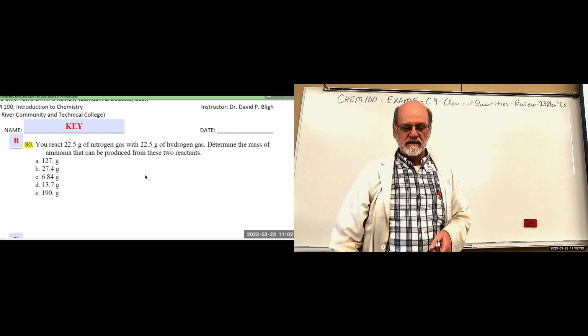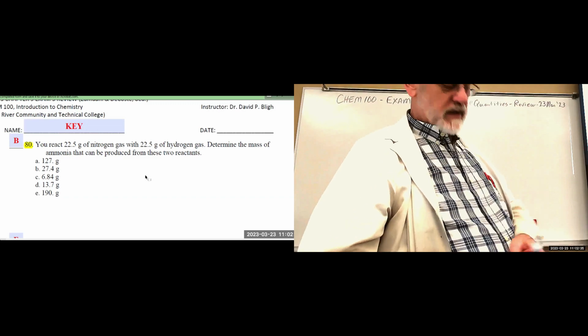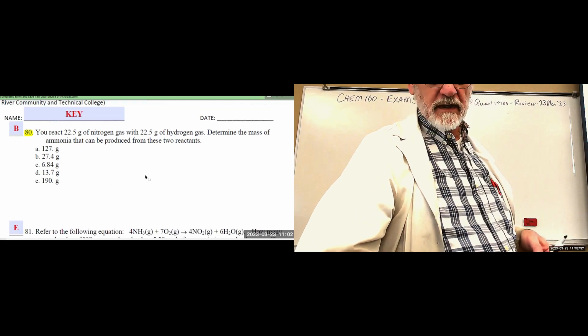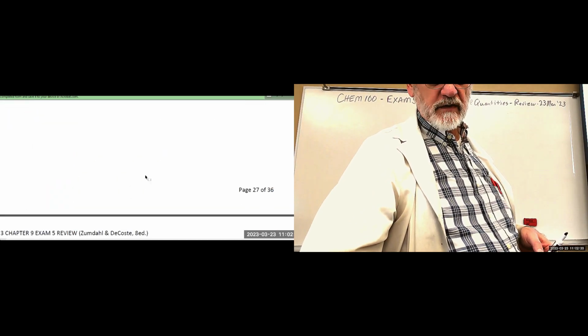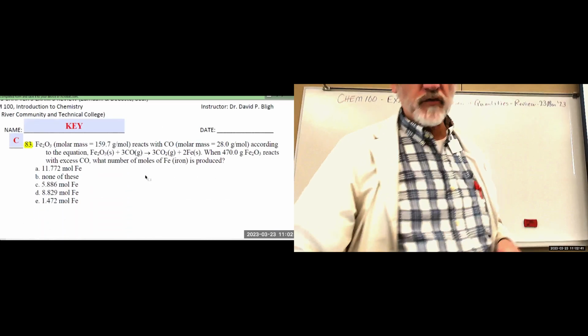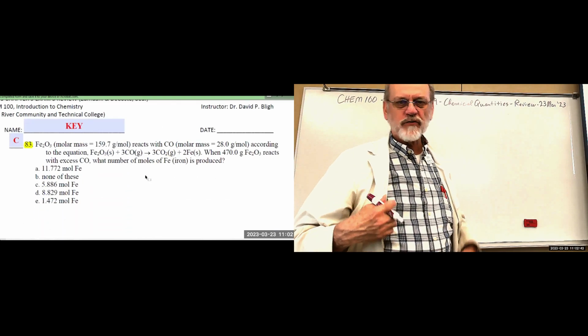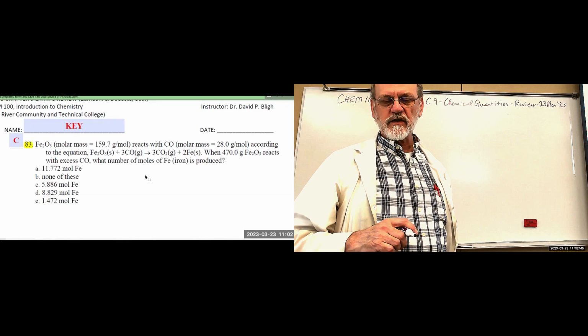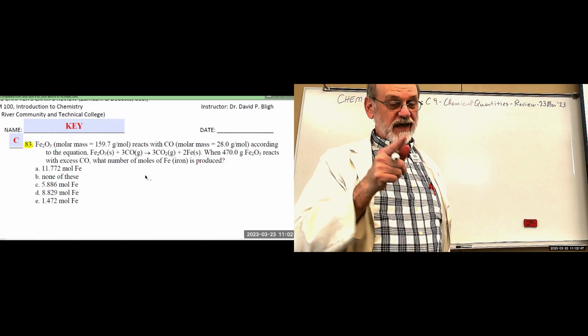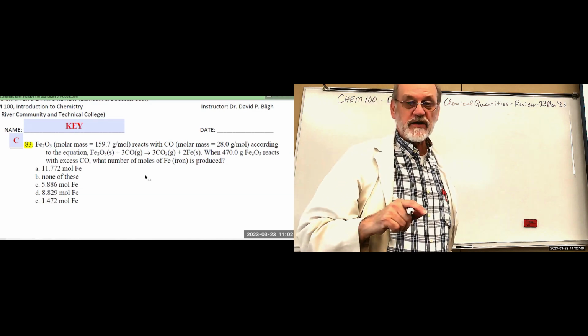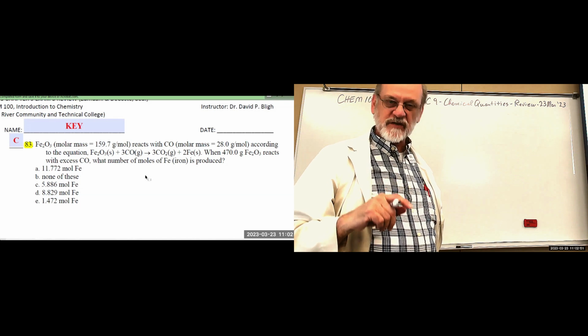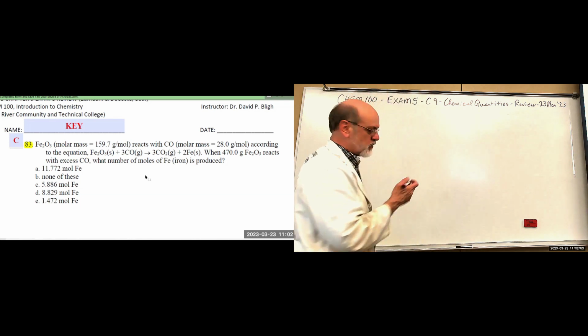All right. We ought to be getting close. I'm just barely past, so let me see who's next. 83. Fe2O3 reacts with CO according to the equation. We had one that looks exactly like this one. At least the equation is the same. The conditions may be different. Fe2O3.